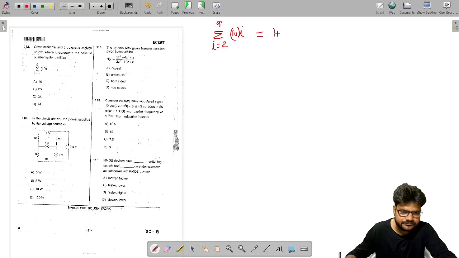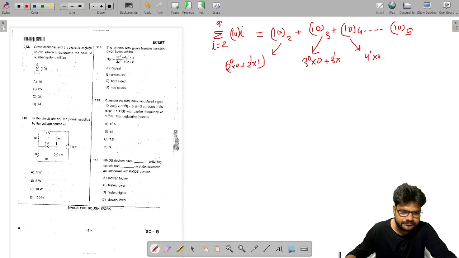So we can write 10 base 2, and we don't say ten, we only say 10. So 10 base 2 plus 10 base 3 plus 10 base 4, and so on up to 10 base 9. Let us write it as 2 to the power 0 into 0 plus 2 to the power 1 into 1 for this one. Similarly, 3 to the power 0 into 0 plus 3 to the power 1 into 1. Similarly, 4 to the power 0 into 0 plus 4 to the power 1 into 1. Like this we will keep on writing up to 9.